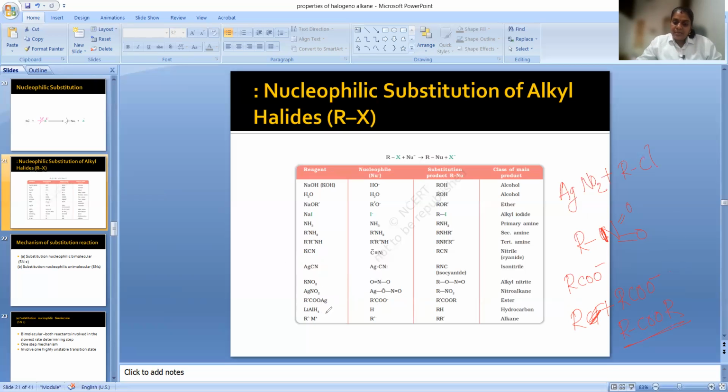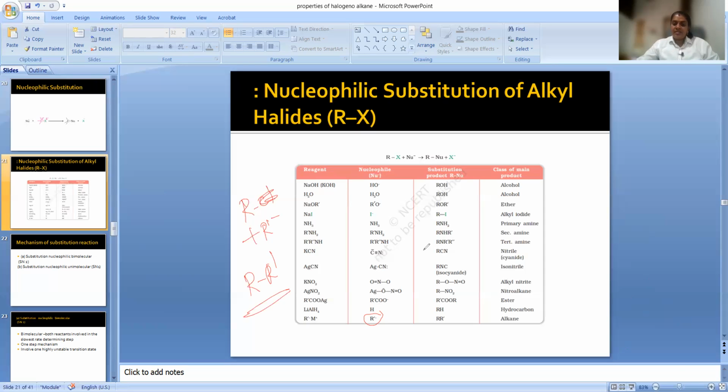Now next is lithium aluminium hydride. The nucleophile will be hydrogen there, so RCl will be substituted with hydrogen, and we will get the product RH. Next, if you are taking R'M+, here R' will be negative, and that will be our nucleophile. So when RCl reacts with R', the Cl will leave and R' will come and attack. So we will get R-R'. Clear? Like this we will get it.